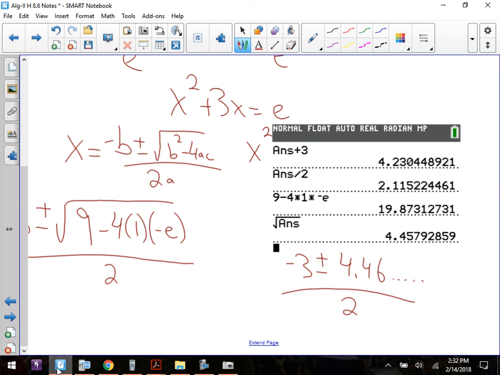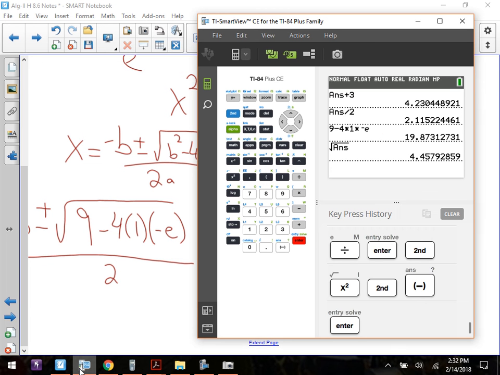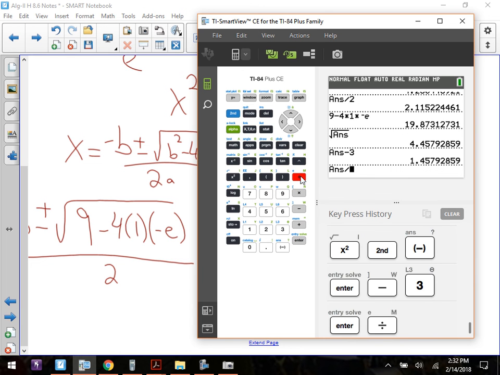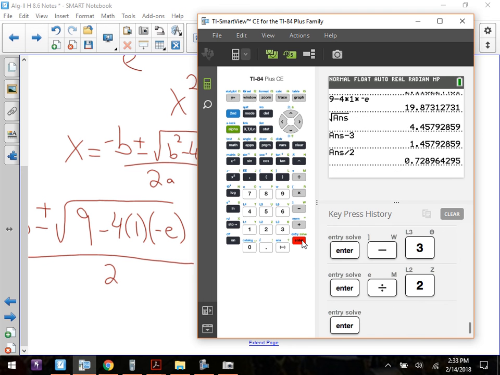So all I have to do with these values in my calculator right now, I have that 4.46, subtract 3, hit enter, and divide it by 2. And there's your answer, 0.73. Because it was negative 3 plus or minus the square root, I did the root first, and the negative 3 was out in front. So it looked like it was awful, but it really wasn't.